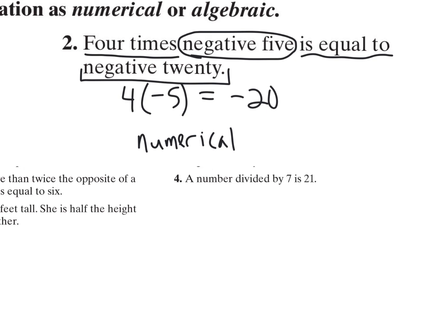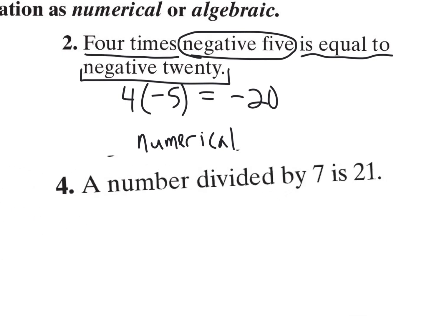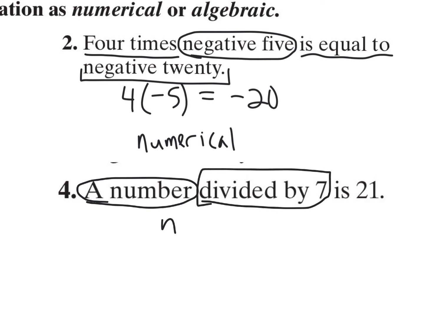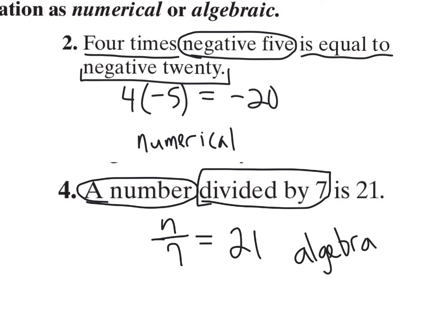And then if we look at number 4, a number, so we can use whatever variable we want, divided by 7. You can write it like a fraction, or you can put divided by 7 next to it. Is usually means equals 21. And so this would be algebraic, because there's a variable in this equation.